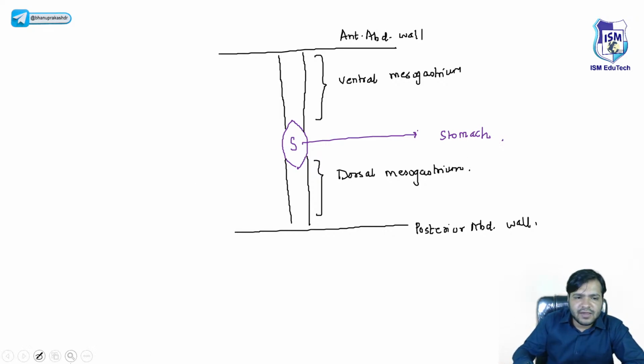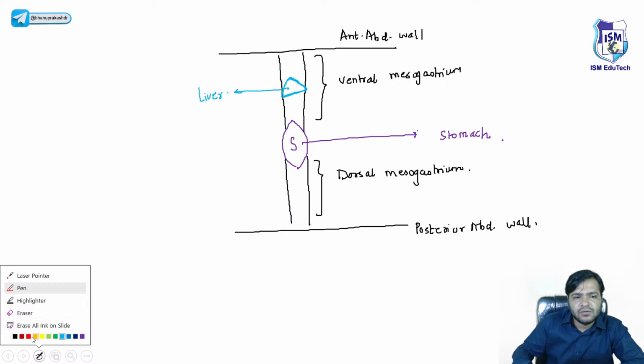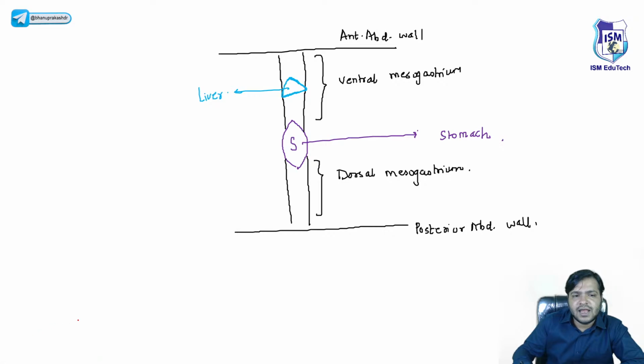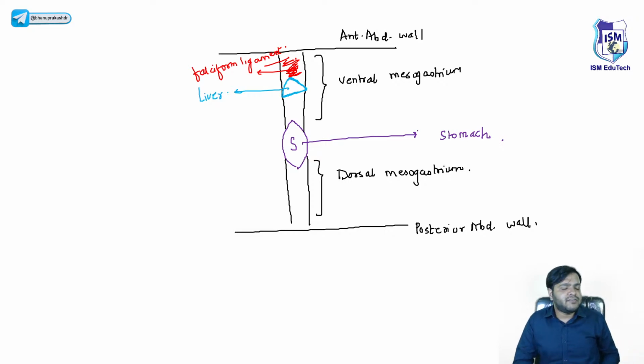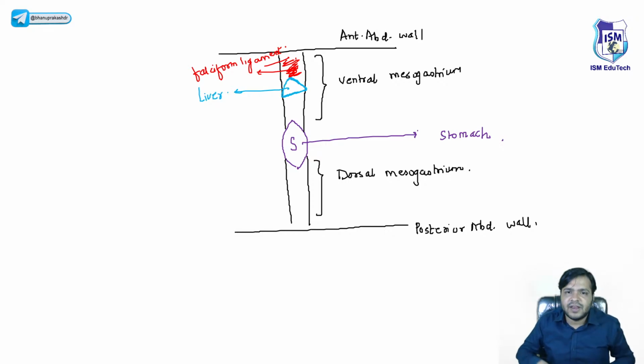Now in the ventral mesogastrium, I've already told that a structure is developing. Okay, and that structure, it is called as liver. So in the ventral mesogastrium, you will see liver developing. So we have this particular liver. So the liver is attached to the anterior abdominal wall with the help of ligaments, that is the falciform ligament and the coronary ligaments. All these ligaments will develop in the ventral mesogastrium only.